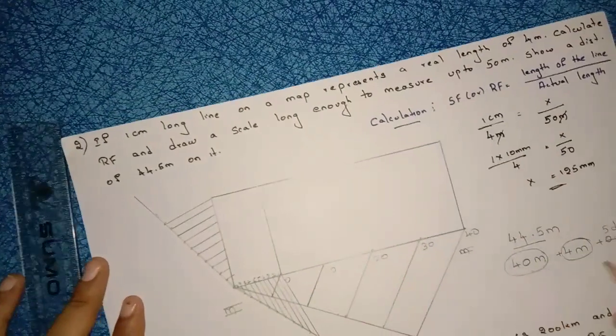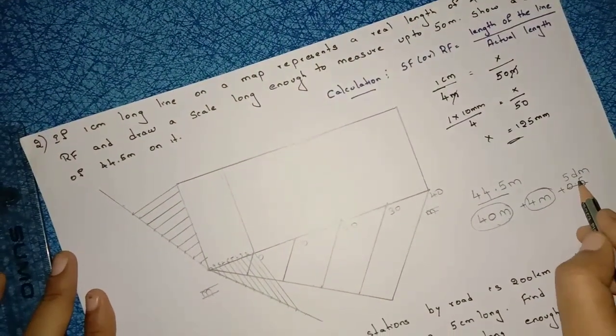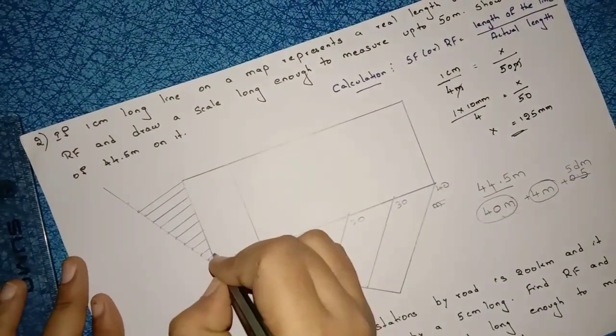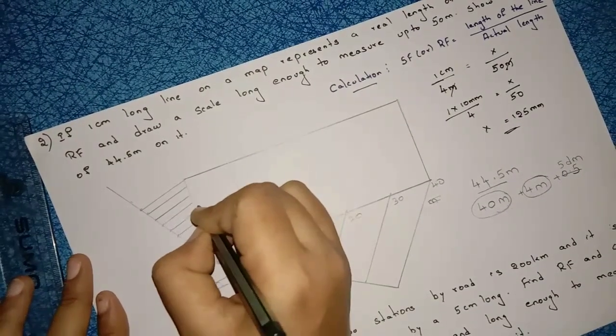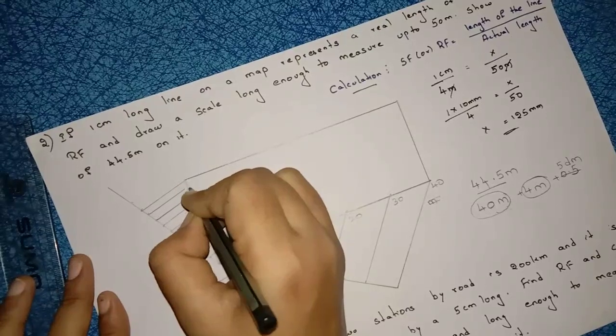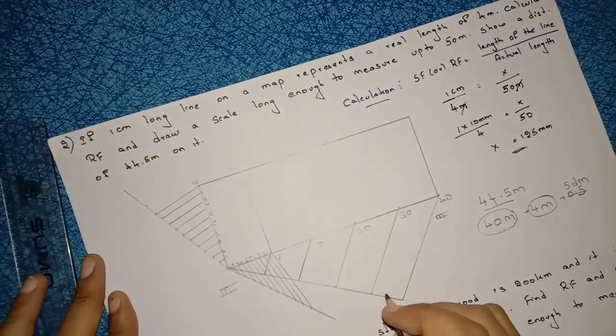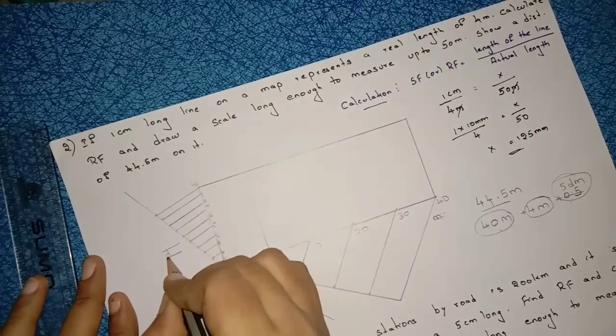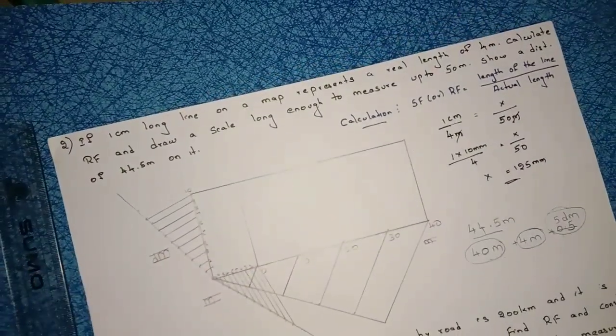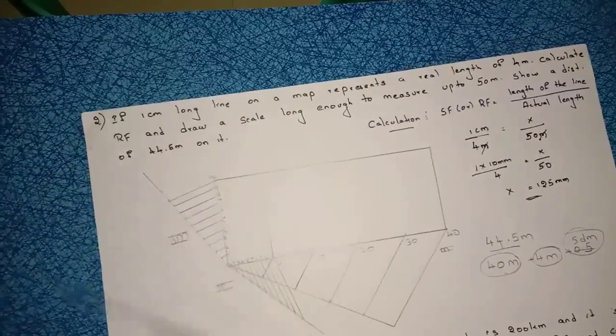Right, after that, how to give numberings? You have to mark 5 decimeters, no? So 0, 1, 2, 3, 4, 5, 6, 7, 8, 9 and 10. What are the units here? Decimeters. So take height 5 mm and write down decimeters, right? After that, what we have to do?